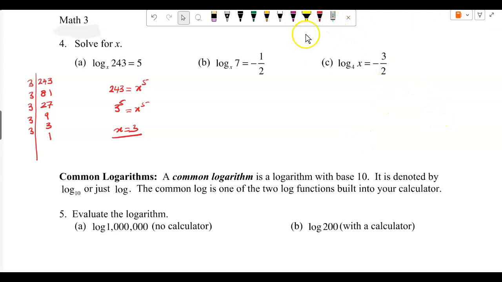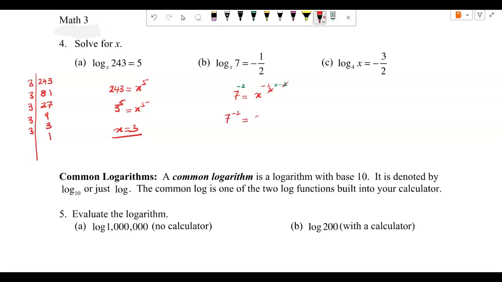Next. This would be 7 is equal to x raised to minus 1/2. Now this is important. You want to solve for x. You would multiply it by minus 2 on both sides to get rid of the power. Correct, good. So this is equal to how much?